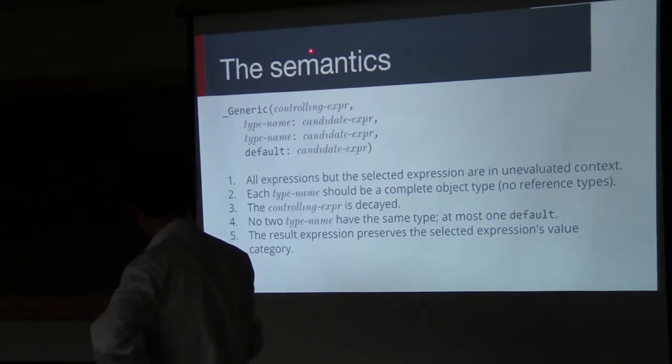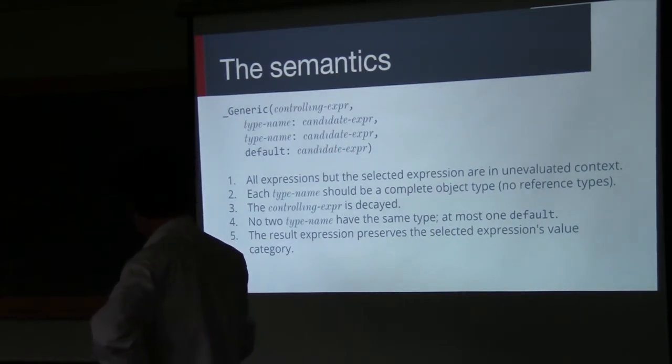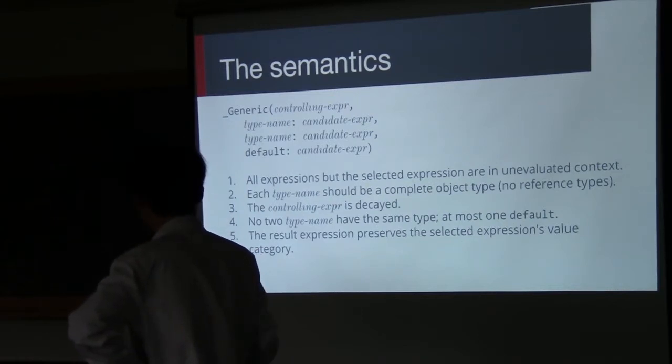All those expressions, only the finally selected candidate expression is in a potentially evaluated context. All the others, like this, are in an unevaluated context. Of course, in the C standard there is no term called unevaluated context. It's just phrased as this one is not evaluated.